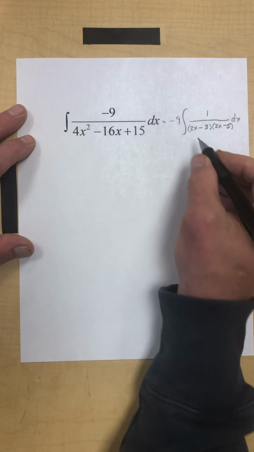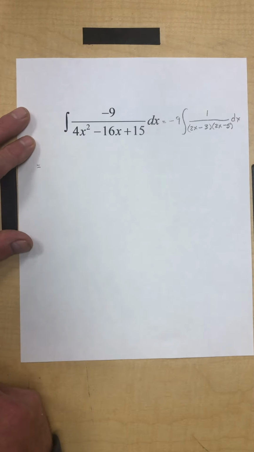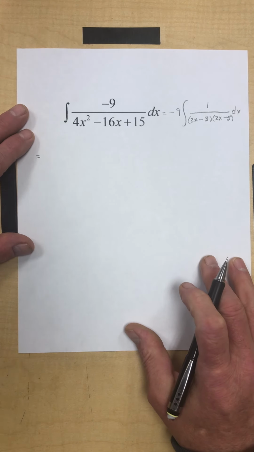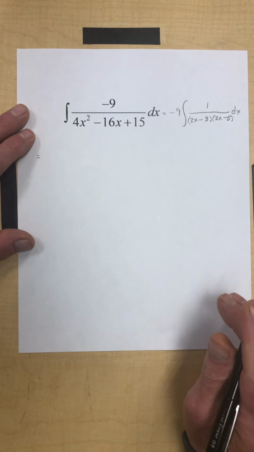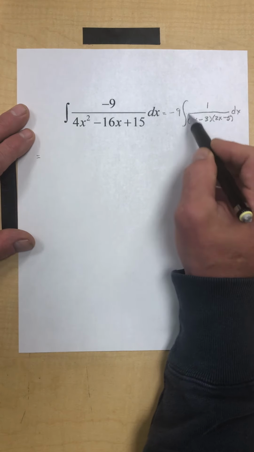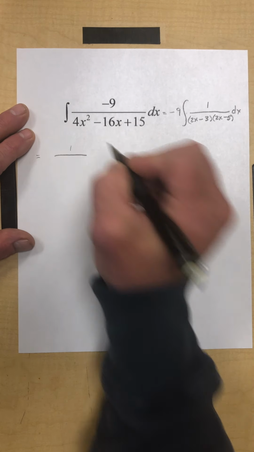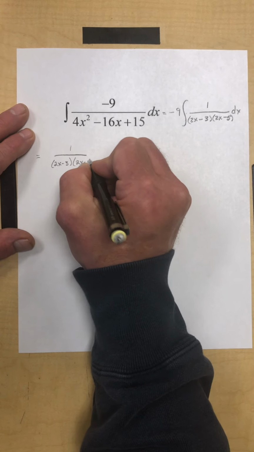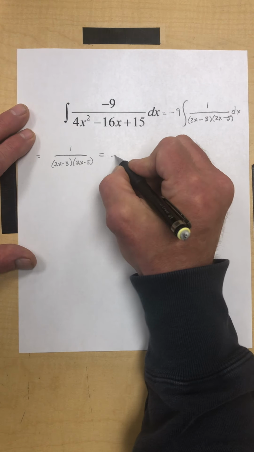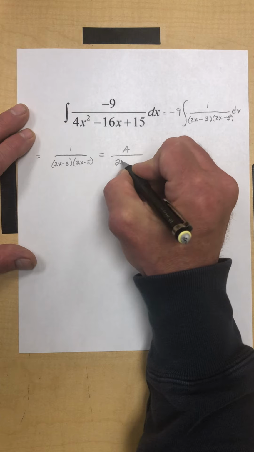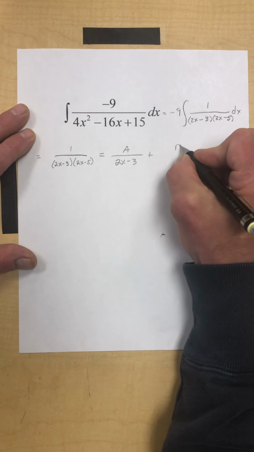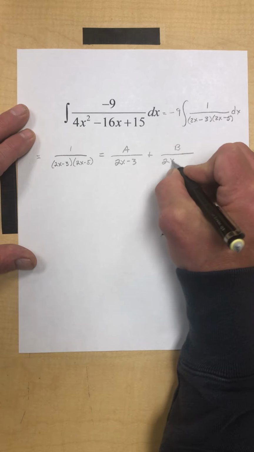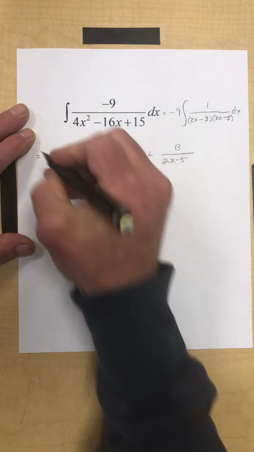Okay, so I've got this guy, and I know I'm going to split that up using partial fraction decomposition. I'm going to just deal with this guy right here. So I know I have that 1 over 2x minus 3 times 2x minus 5. That's going to be equal to some constant a over 2x minus 3 plus some constant b over 2x minus 5. So once again, we want to get rid of these fractions.